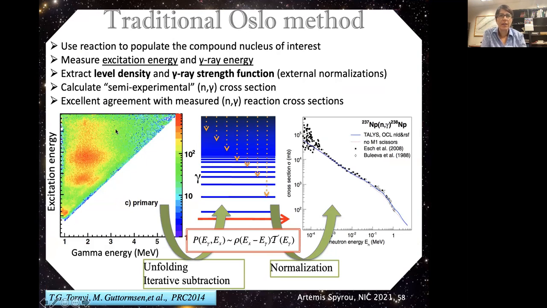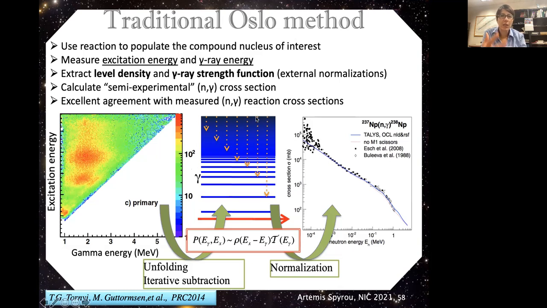The idea is that you use a reaction to populate the nucleus you're interested in, and you need to know the excitation energy you're populating. This is on this axis here. You also need to know the gamma ray energy that's coming out from each of these excitation energies. If you have this information, you can unfold with the response of your detector and so on. It's a kind of iterative subtraction process to try and figure out what is the first gamma ray that's coming out of each excitation energy.